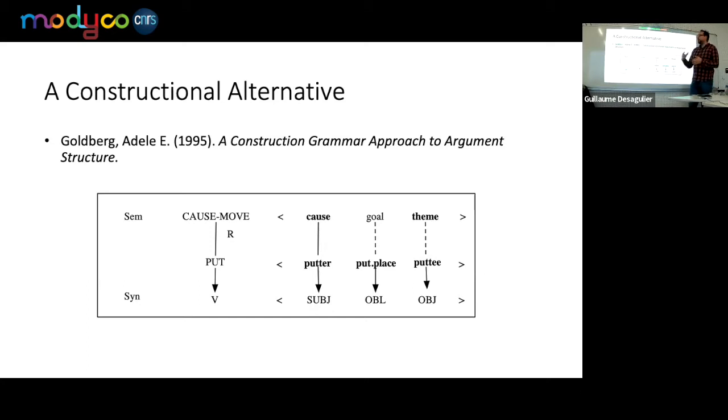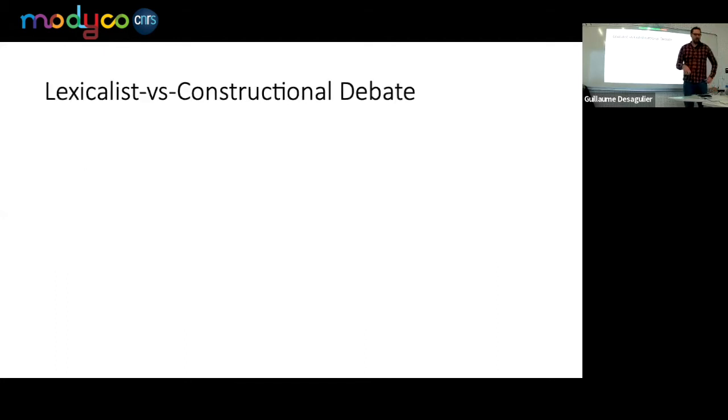But there is a lot of debate on, okay, how does this work? These are diagrams, these are schemas. How do you make it work? And not just from outside of construction grammar, but also from inside of construction grammar. And since then, there has been a numerous amount of papers published on what we call the lexicalist versus constructional debate.